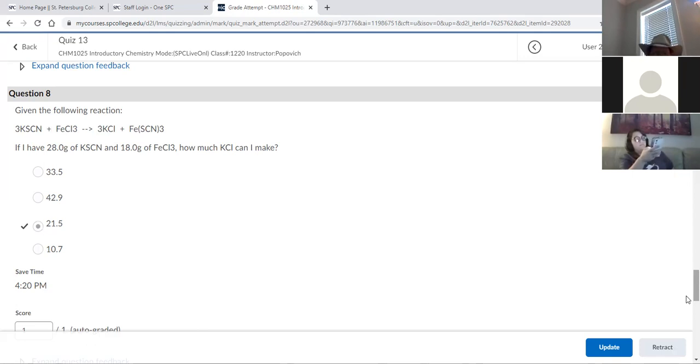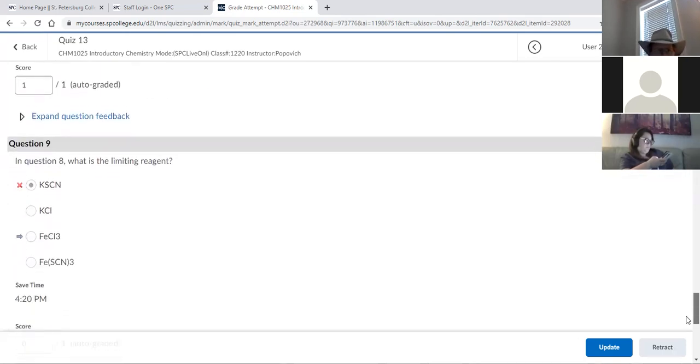But that molar ratio is 3-to-1. Okay? So if I have my 0.111 moles of iron chloride and I multiply that by 3-to-1, because I make 3 moles of potassium chloride for every 1 mole of iron chloride, that gives me 0.333 moles of potassium chloride, right? Yeah. I could make 0.288 from the potassium thiocyanate. I can make 0.333 from the iron chloride. So the KSCN should be the limiting reagent.